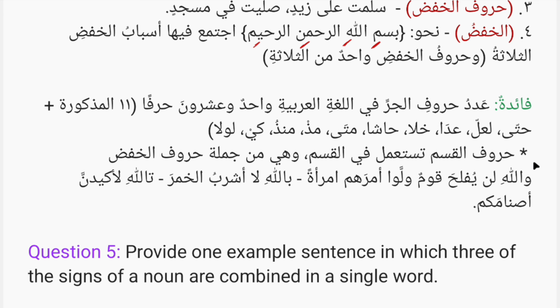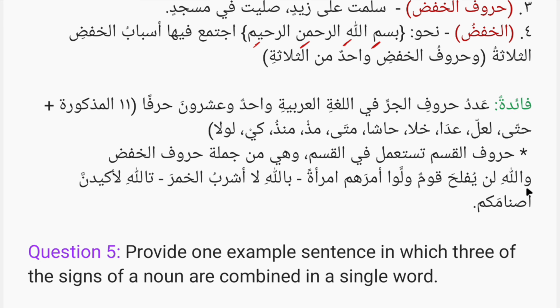Okay, that's a benefit. حروف القسم تستعمل في القسم. The حروف القسم, the letters which are used to bear oath, are used for swearing. وهي من جملة حروف الخفض, and they are part of حروف الجر. Examples: والله, لن يفلح قوم ولو أمرهم امرأة. The Prophet ﷺ mentions لن يفلح قوم. This is part of the hadith, that a people who appoint a woman over them as a leader will never be successful. Because the Prophet is a Sadiq al-Masduq, the one who is truthful in his speech, we can say Wallahi lan yufliha, by Allah, people who appoint a woman as their leader will never be successful.